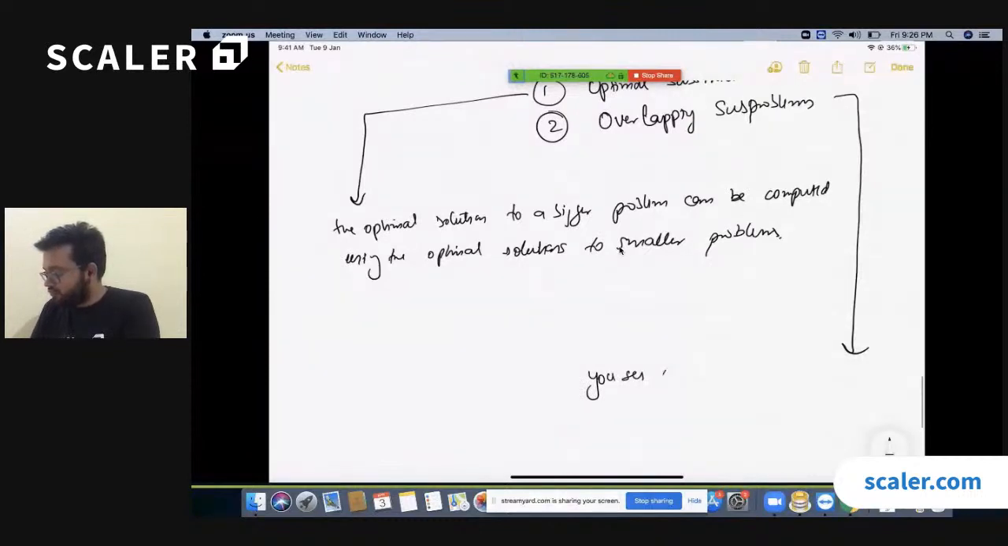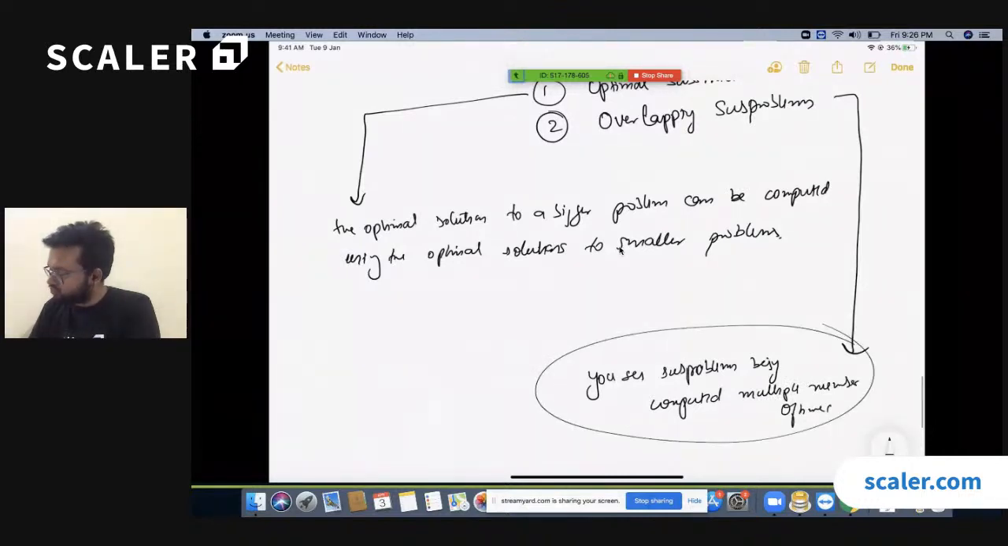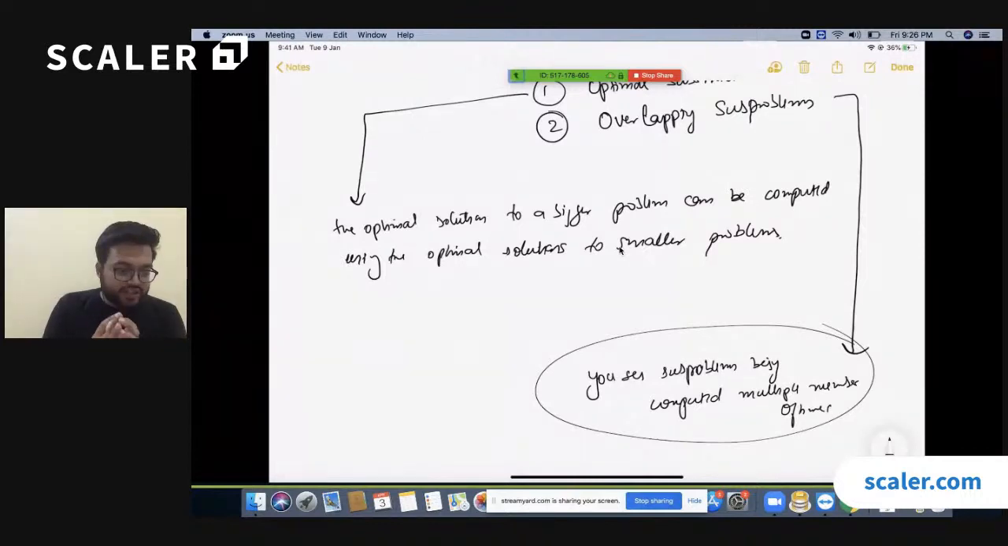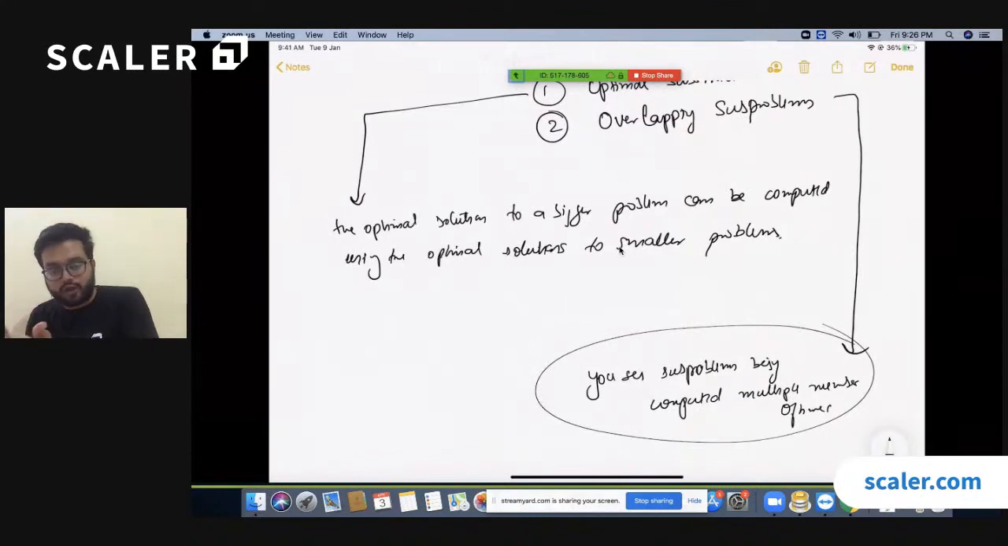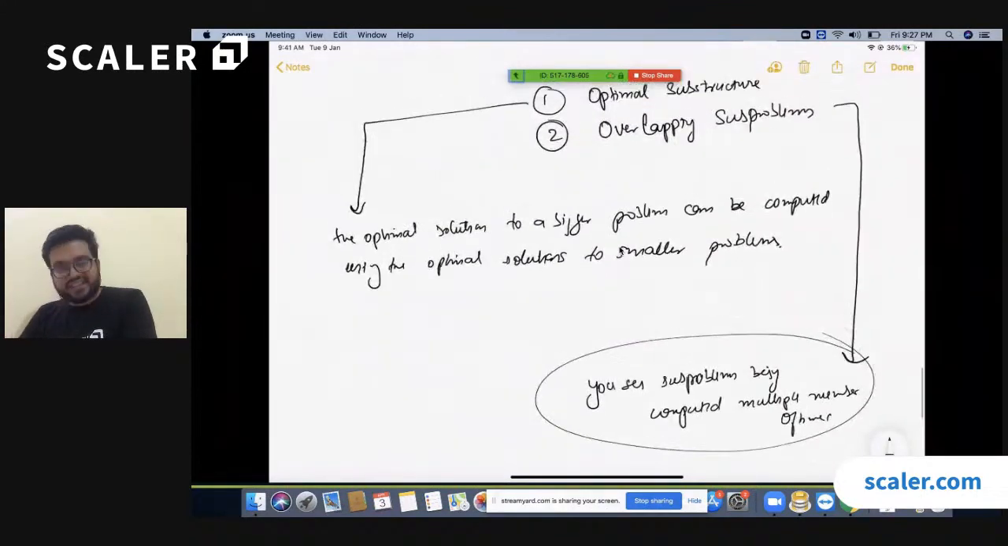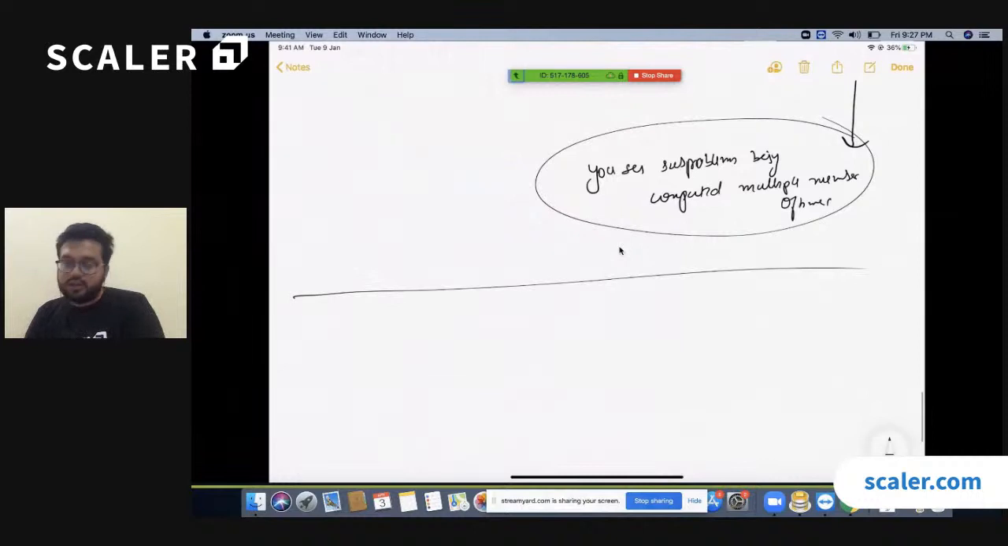So you see subproblems being computed multiple number of times. Now these are the two features which will help you to judge whether a problem can be solved using the dynamic programming paradigm or not. Now, keeping this in mind, let's try to solve a few problems, and then we would keep on building on the concepts using those problems.